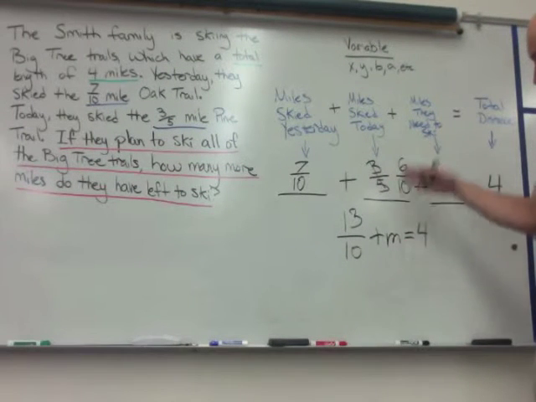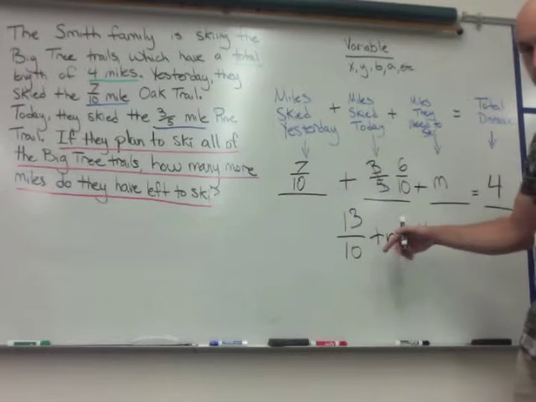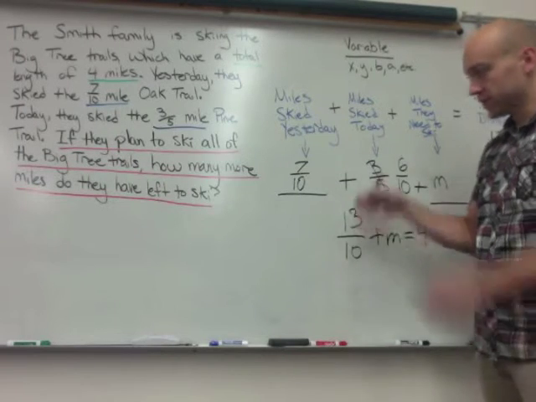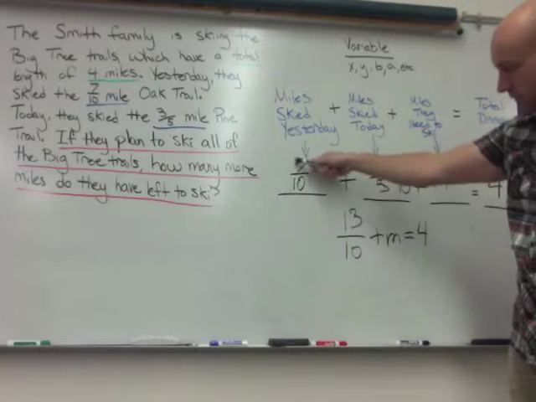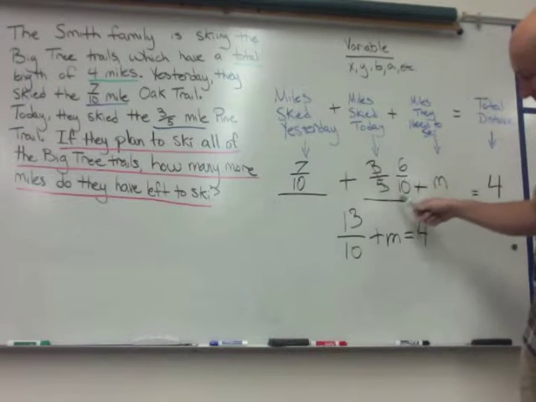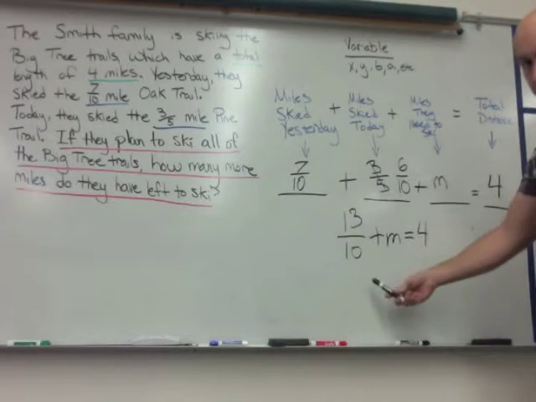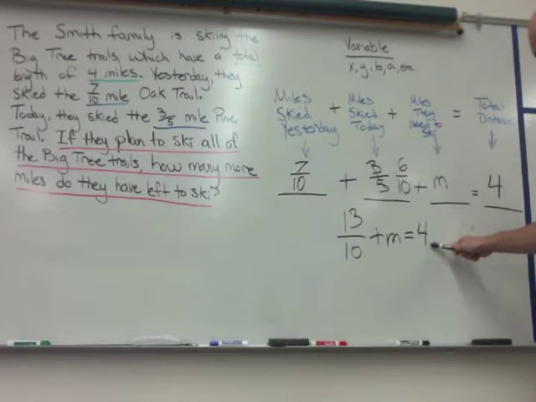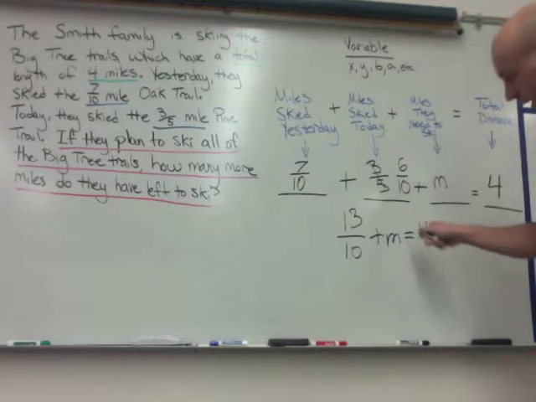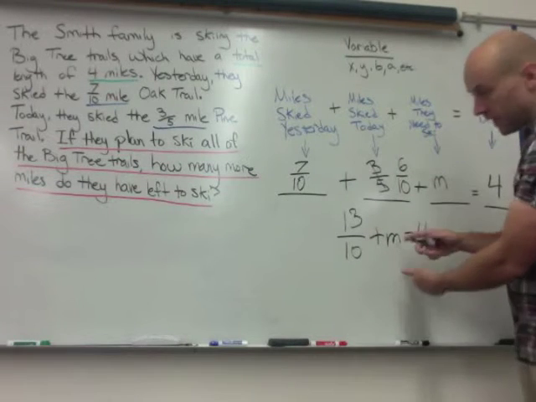Now bring everything down just like our order of operations when we did PEMDAS. We would keep going down and make it smaller and smaller every time. So we got rid of 7/10 and 3/5 and we combined them and now it's 13/10. So now we have 13/10 plus M equals 4. We just need to figure out what M is.